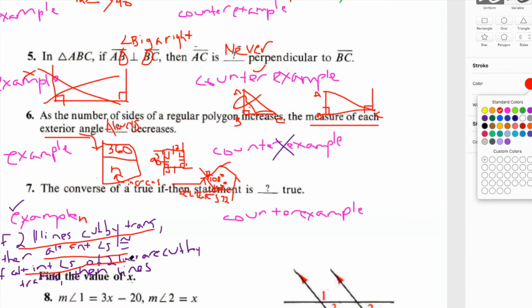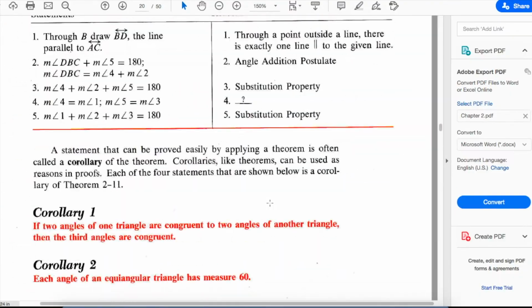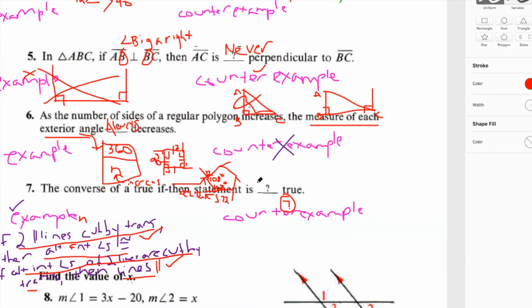If you had alternate interior angles when you had two lines cut by a transversal, then the lines were indeed parallel. That is true. The original statement was true, so we know that the converse of a true if-then statement is sometimes true. The question is, is it always true, or can we think of any counterexamples? I had to look at the textbook for a second because I was really thinking through this, but I know the answer here is going to be sometimes, so let's at least put sometimes here because I found a counterexample.